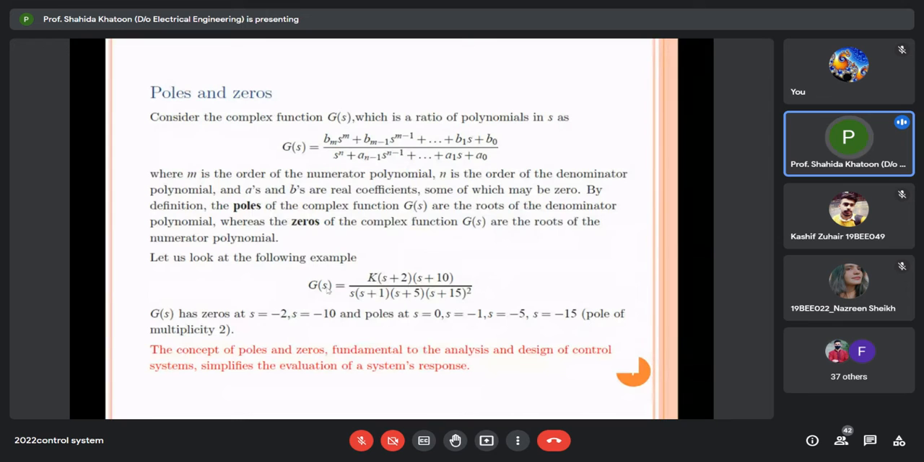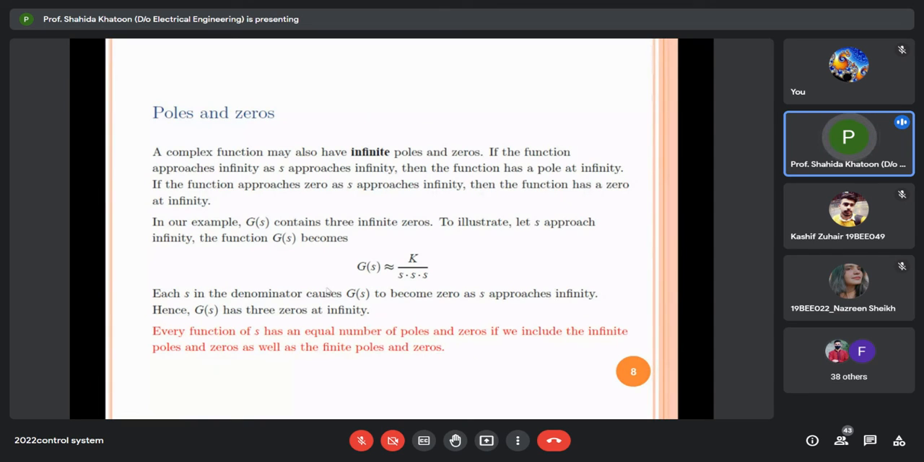So these are the definitions of poles and zeros, and these are a very, very important part of every control system. A complex function can also have an infinite number of poles and zeros. If a function approaches infinity as s approaches infinity, then the function has a pole at infinity. If the function approaches 0 as s approaches infinity, then the function has a zero at infinity. So in our example, G(s) contains 3 infinite zeros.